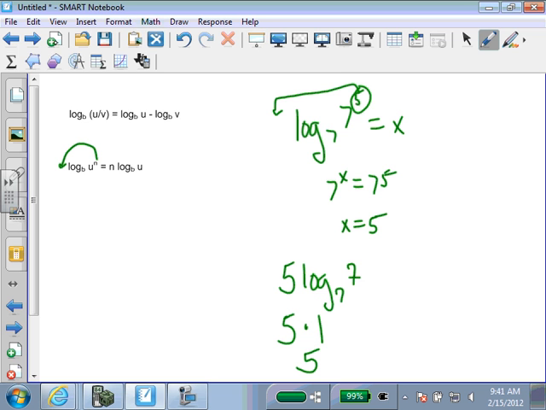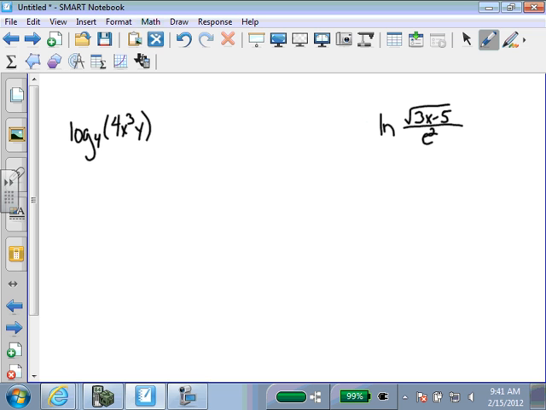Okay, so let's see how these properties come into play. Sometimes we're asked, or it becomes necessary in calculus, to expand an expression in order to make the individual work easier. So if we were going to expand this, it is a three-part product, so it's going to be a three-part sum. Log base 4 of 4 plus log base 4 of x cubed plus log base 4 of y.